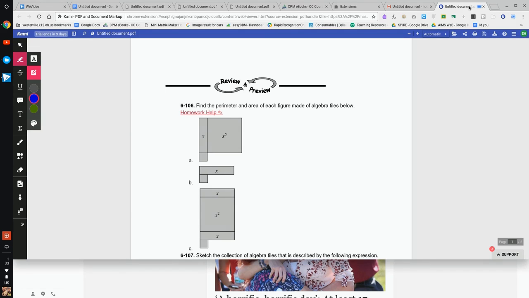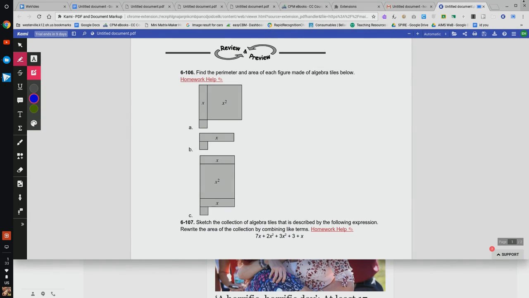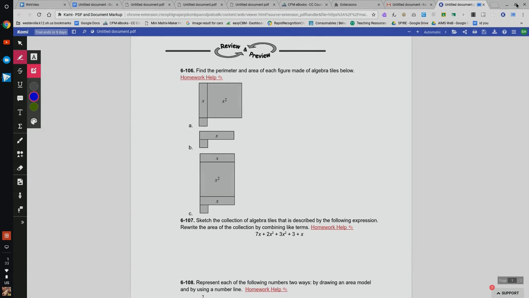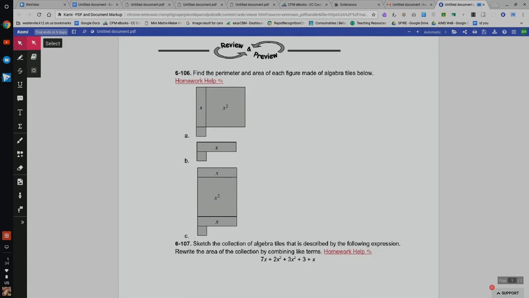All right, question 6106. Two chapters to go. We got three different sets of tiles here, and we are supposed to find the perimeter and the area. So we have to do two things here. Zoom in just a little bit.